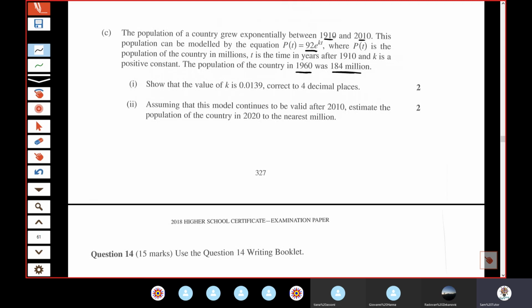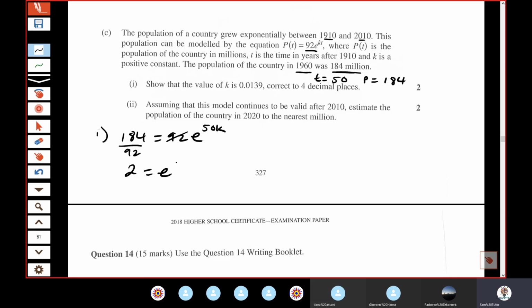Well, it started off at 1910, we're now in 1960, so what does time equal to? 50, and the population is 184 million. So obviously you're just going to sub it in and solve. That's very easy. 184 equals 92 e^(50K). How do we solve for K? Divide by 92.